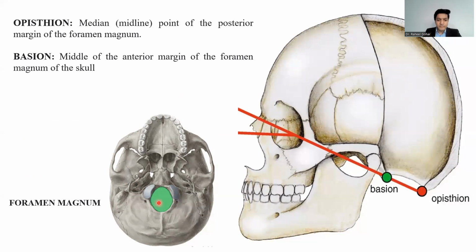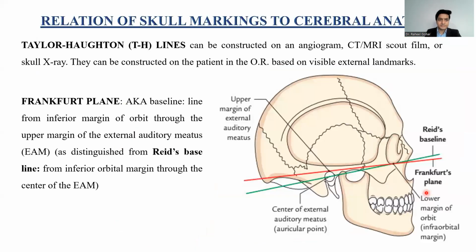Now, the foramen magnum is marked by 2 points. One is anterior and one is posterior. The anterior point is known as the basion, and the posterior point is known as the opisthion. As you can see in this lateral view as well, this one is the basion and this one is the opisthion. So these are the anterior and posterior boundaries of the foramen magnum.